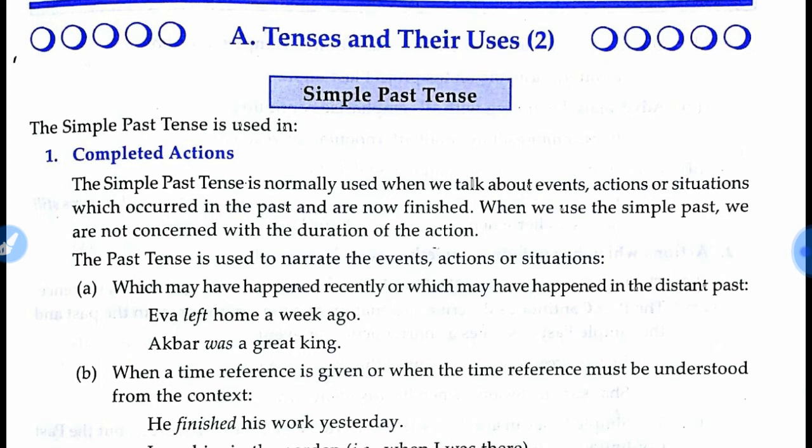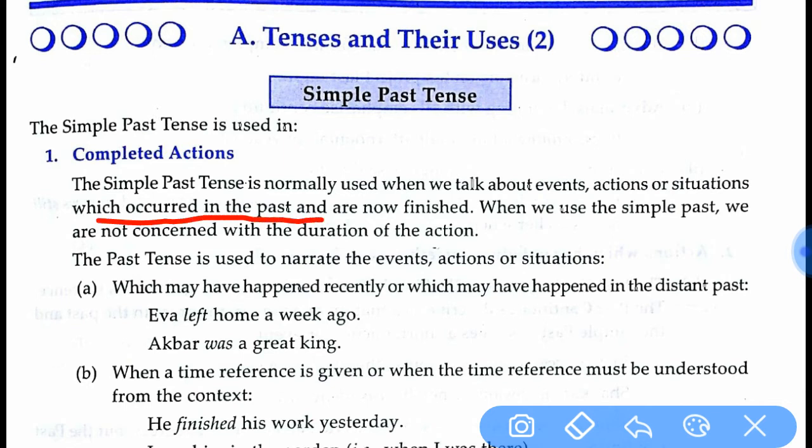As we have already seen in the last lesson, past tense is used for an action that is already over, an action that is now finished. Here we have the explanation of it: an action that occurred in the past and is now finished. Now past tense is used to narrate events, actions or situations.